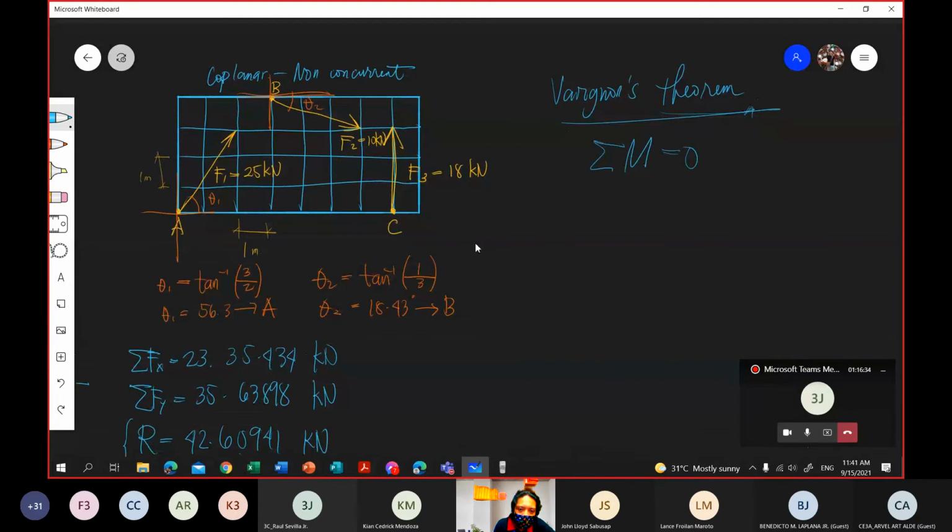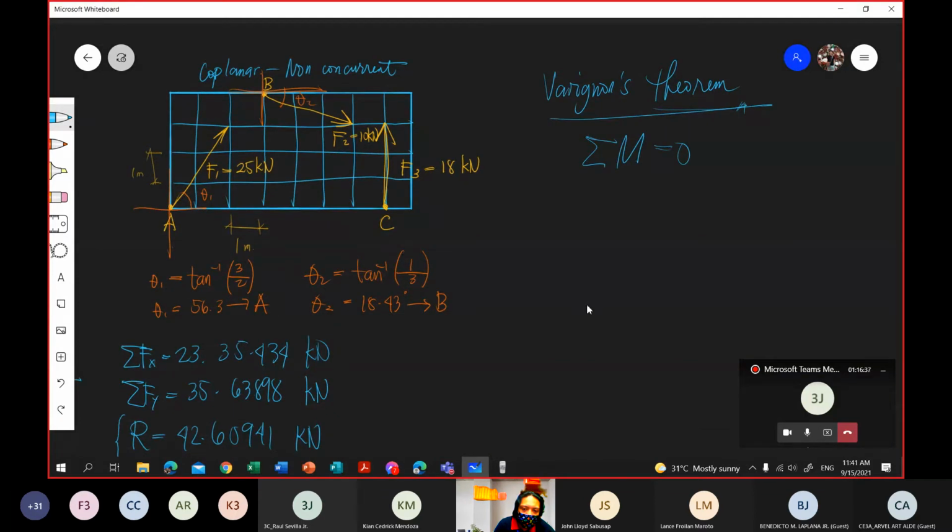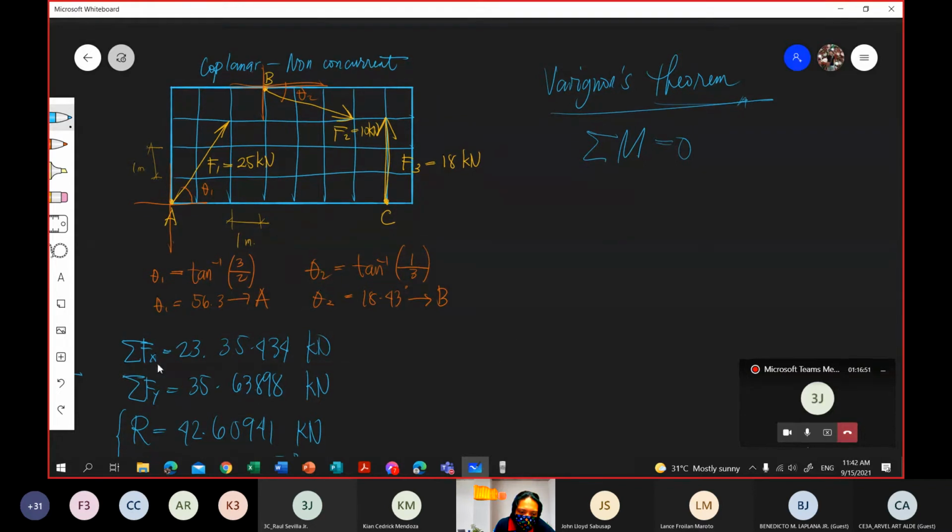Okay. So we are now summing the moment at point C. C is our reference point. We will use Varignon's theorem. This is our summation Fx and summation Fy. We do not know where the resultant is acting. So what we will do, wait a moment.